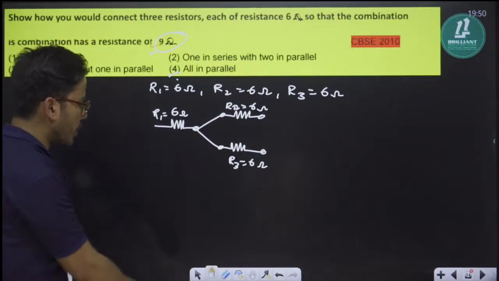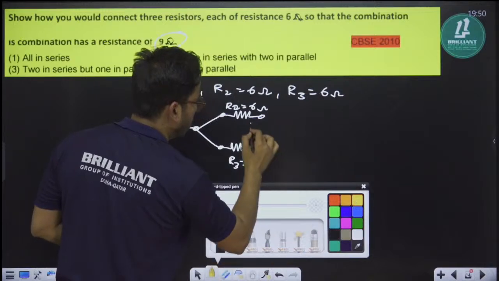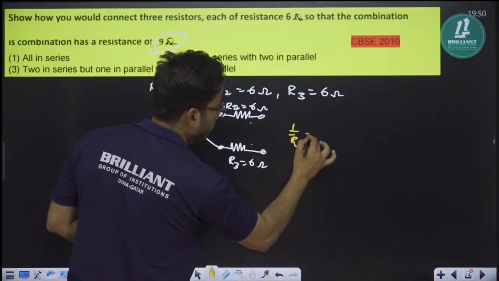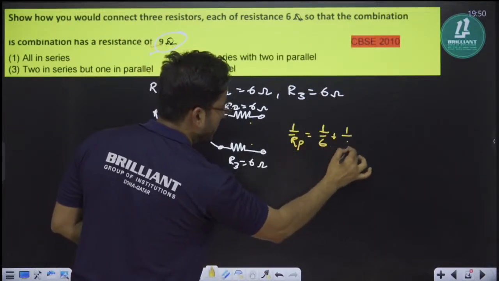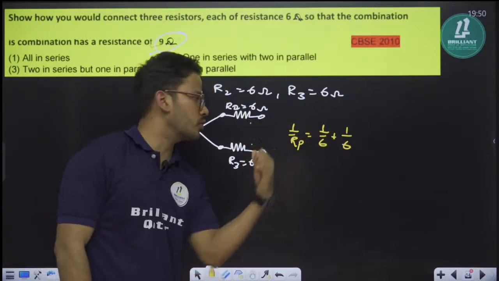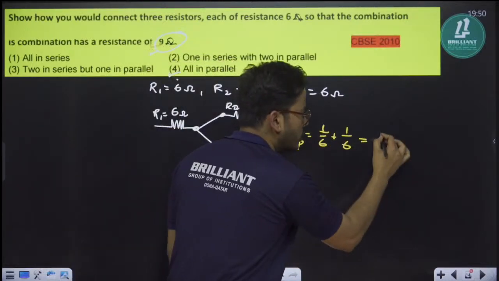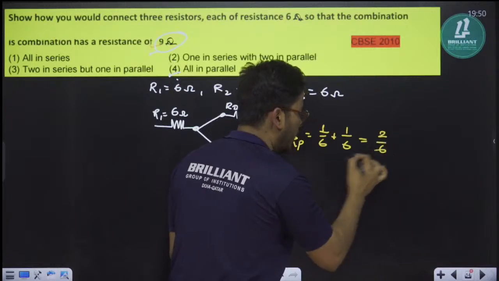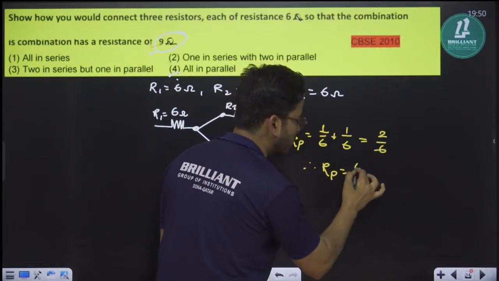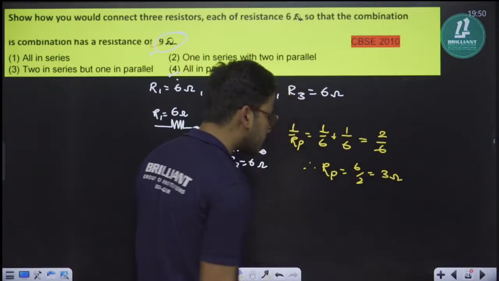So if I do this combination, first of all, I will solve the parallel part. 1 by Rp will be equal to 1 by 6 plus 1 by 6. I am solving these 2 parallel resistors first. So 1 by 6 plus 1 by 6, of course, is going to be 2 divided by 6, right? Reciprocating, Rp will be equal to 6 divided by 2. Your answer is 3 ohm.